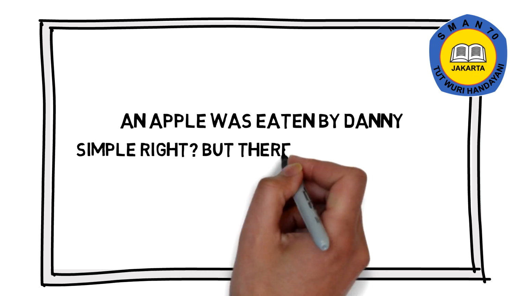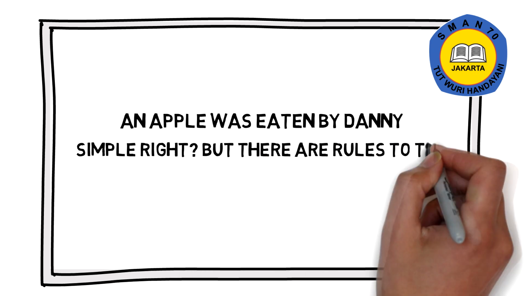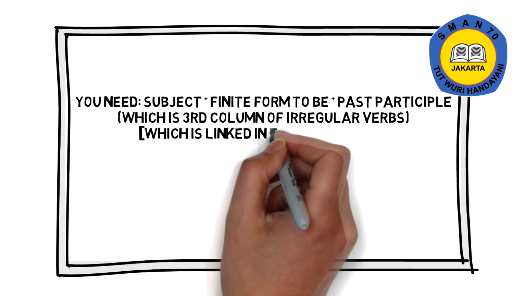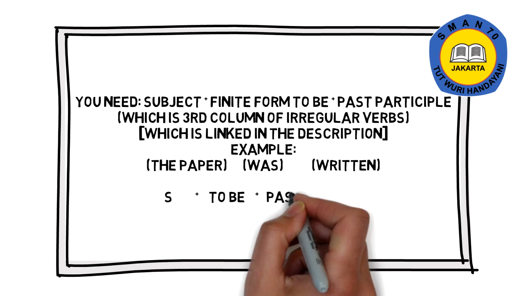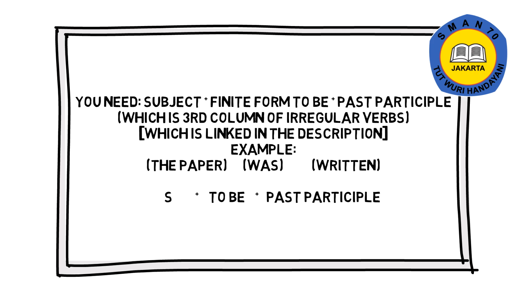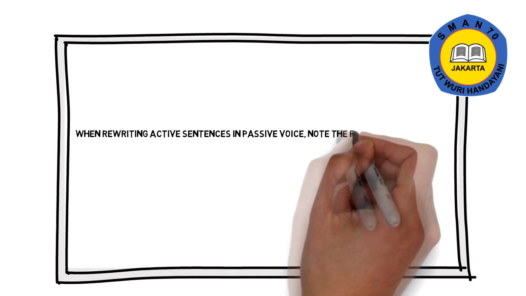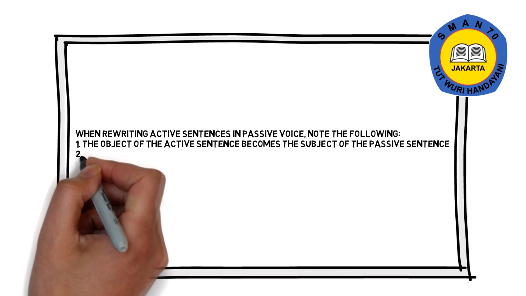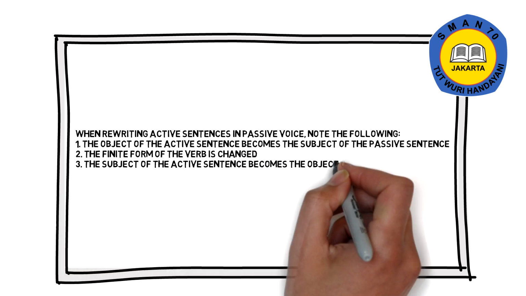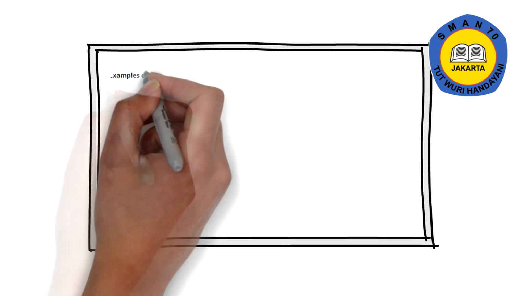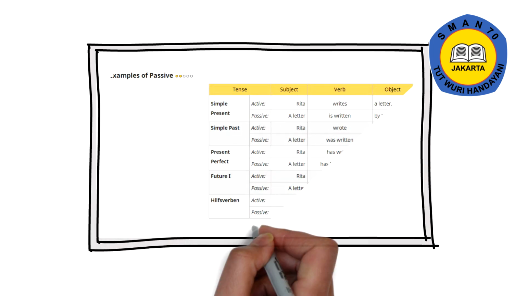But don't forget, there are rules to this. What are the rules? Well, you need the subject, finite form to be, past participle, which is the third column of irregular verbs, which will be linked in the description. And here is the formula. When rewriting active sentences in passive voice, note the following. Pause the video to read these. Now, here are some examples of passive voice, which you can pause the video.